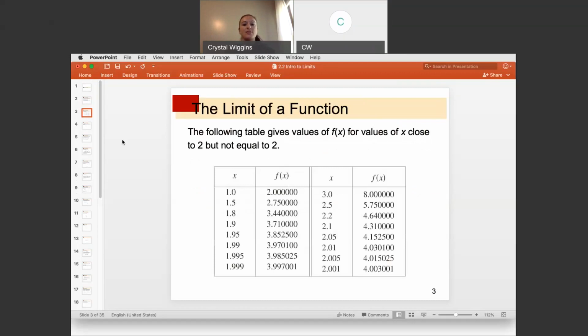So we see that we start from the left side, as we were practicing in class last week, and we are approaching a value of 2. The y value is approaching, looks like 4. Here we come from the right side, we start with 3 and we get closer and closer to 2 from the right side of the number line, and it's also approaching a value of 4. And we can say that the limit from the left and the right are approaching the same value 4, and therefore the limit exists and the limit is 4.